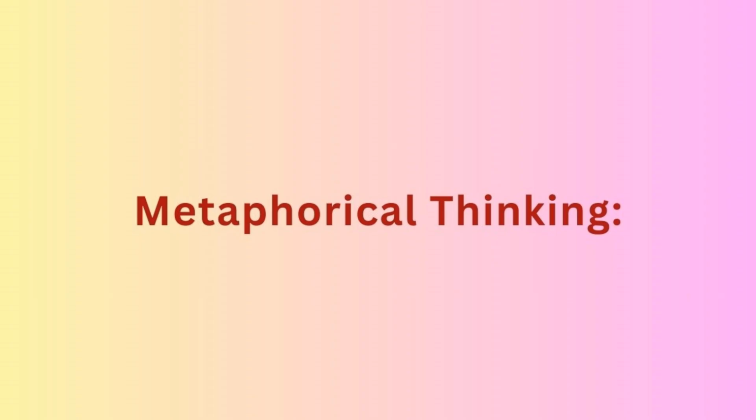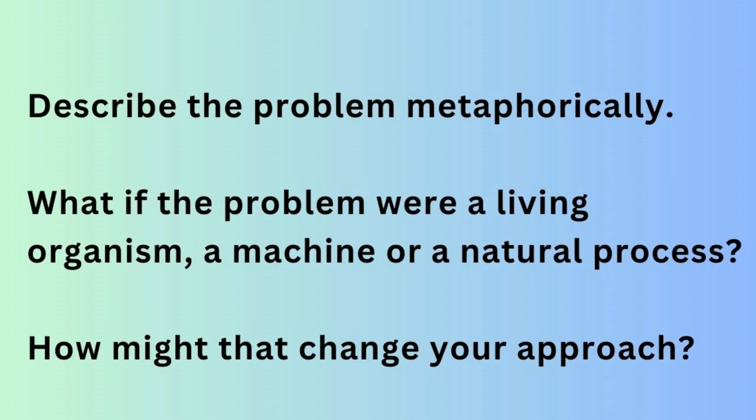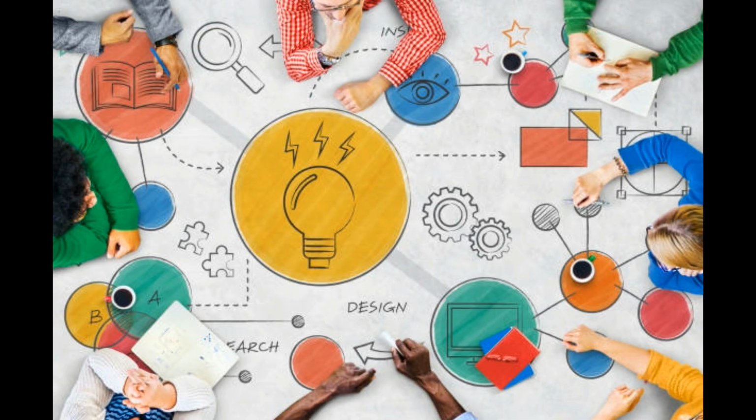Next is metaphorical thinking. Describe the problem metaphorically. What if the problem were a living organism, a machine, or a natural process? How might that change your approach? So to address student motivation, you can describe student motivation as a plant. What are the essential nutrients, motivators needed for it to grow? This metaphorical exploration might lead to insights on how to cultivate a more motivated learning environment.